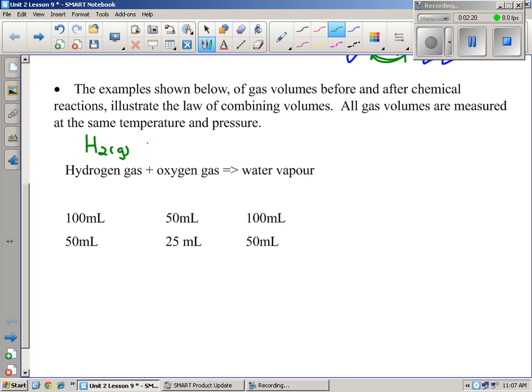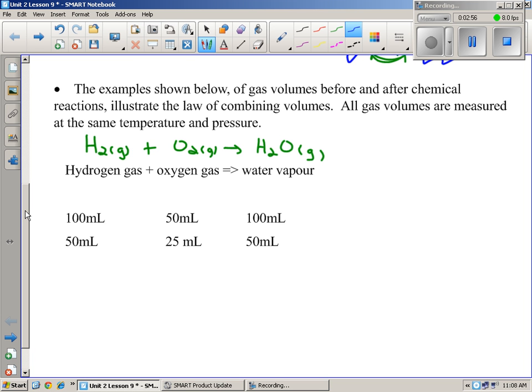Hydrogen gas and oxygen gas give us water vapor, water gas, basically. So this is a particular equation we're going to focus on for this example. We could do it with any gases, but this is just one we picked out for an example. Now, this chemical equation that I've written up here is not balanced.